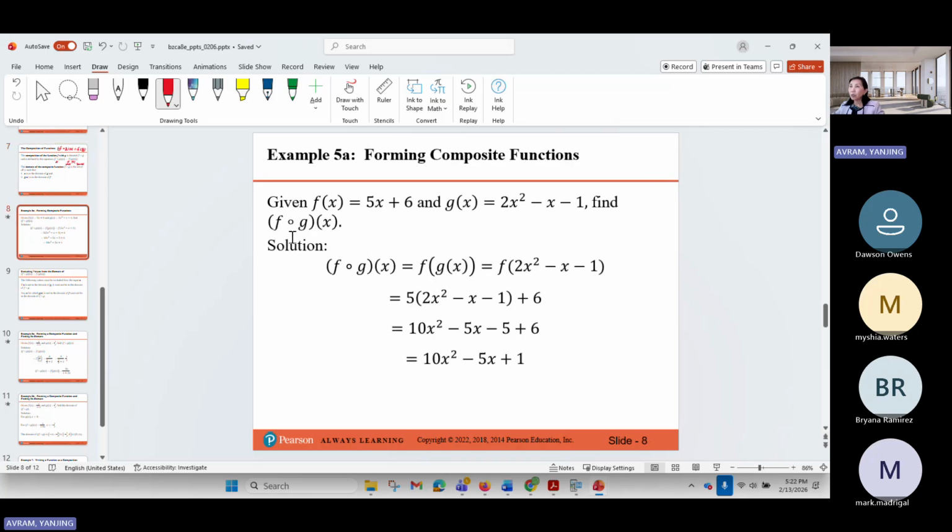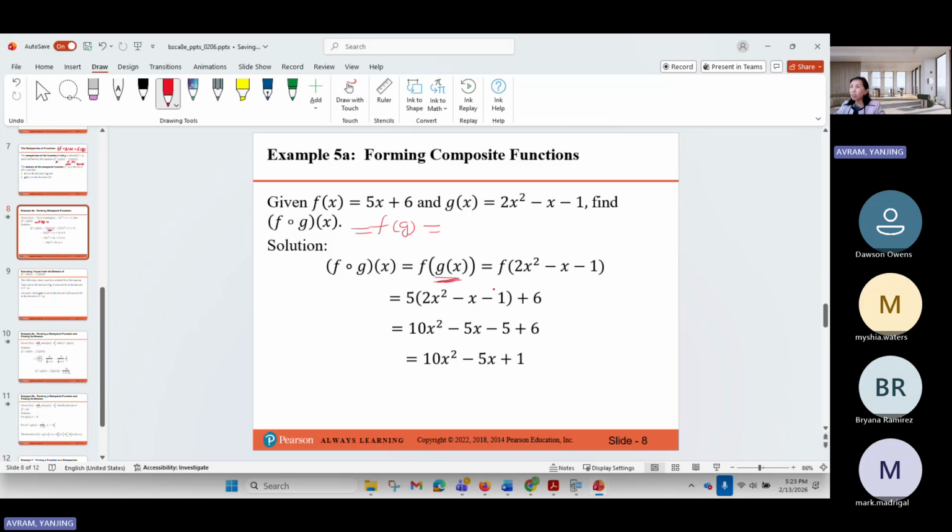Okay, so look at this one right here. If I want to have F composite G, what does that mean? That means F will be the outer, G will be the inner. Sometimes it's a little bit easier to just write down this one: F of G. F composite G is F of G.